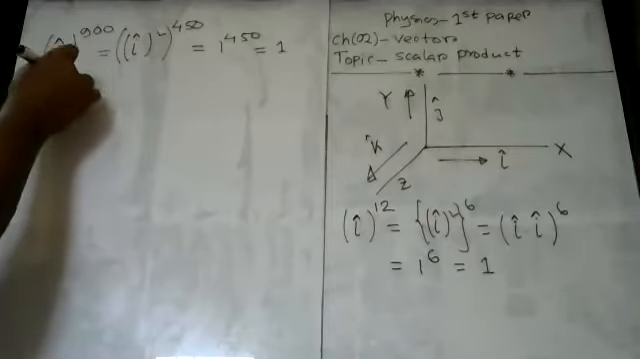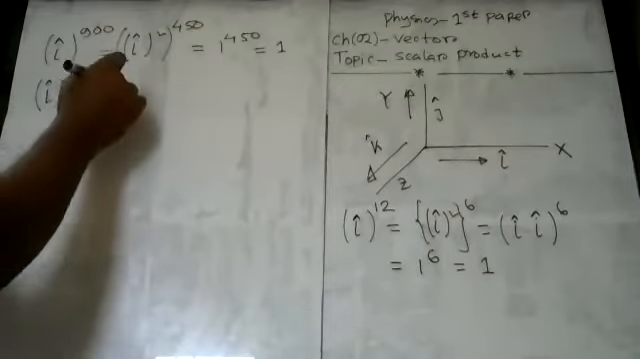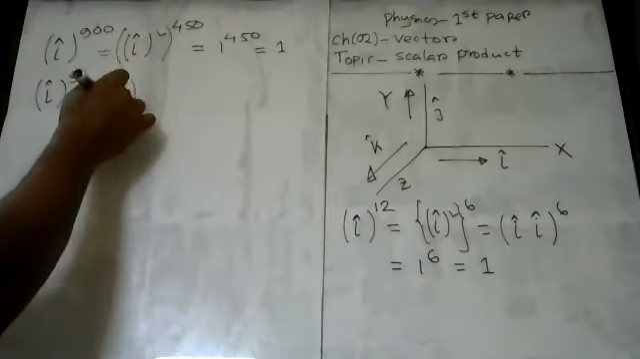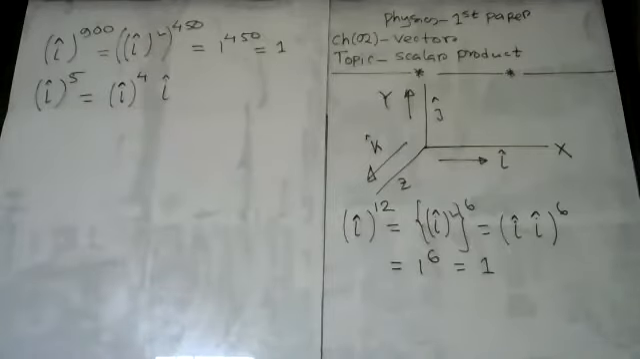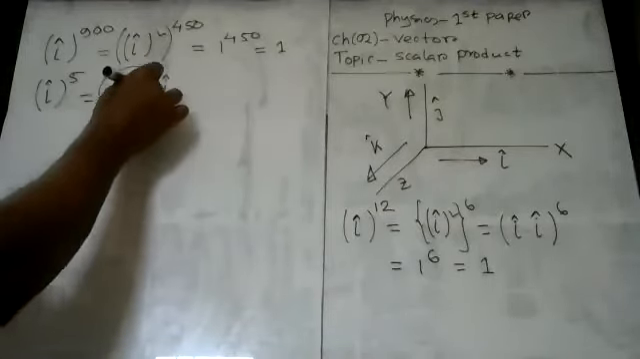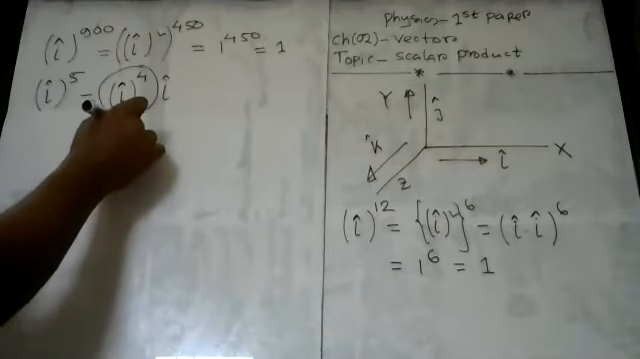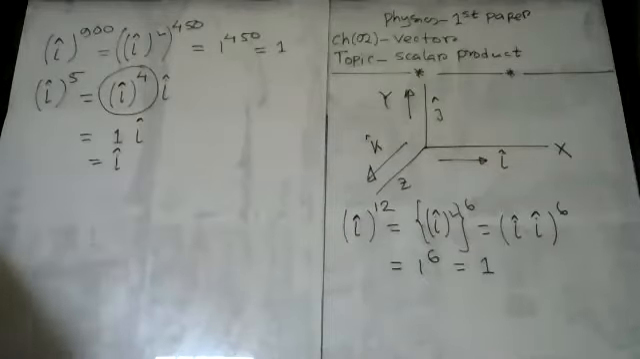Suppose i to the power 5. Let's see what would be the output here. You see that I can write this number like this: i to the power 4 multiplied with i. Since it is i to the power 4 multiplied with i, this even power gives a result of 1. 1 into i will equal nothing but i.